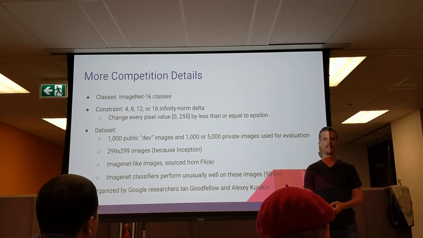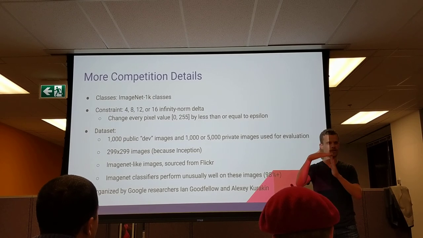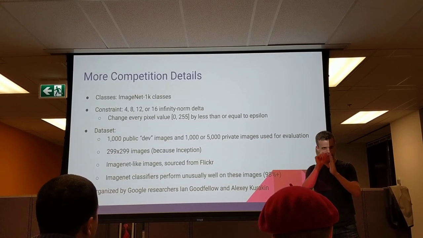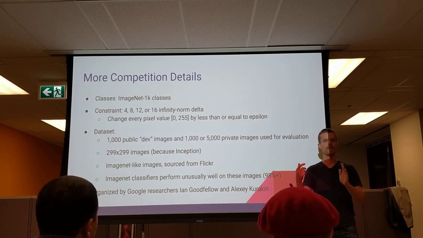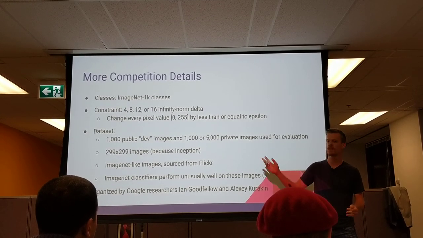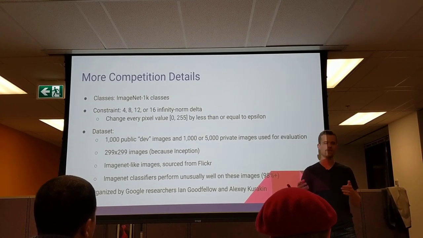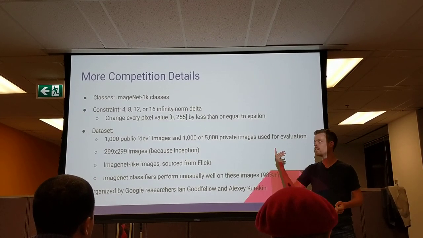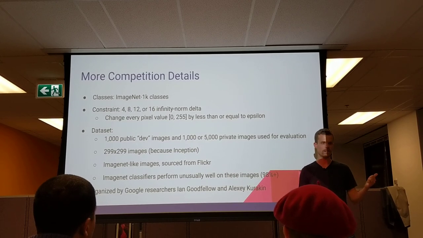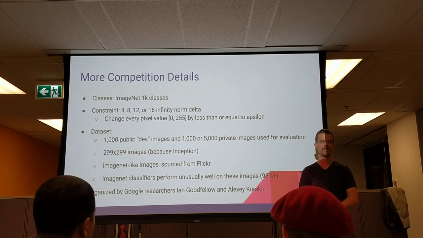Just a very quick review: an image is a two-dimensional array, and for every pixel there's an R, a G, and a B value. Every single one takes a value between 0 and 255. Sometimes the constraint was 4, as in you could increase or decrease every R, G, and B value by as much as 4. And then the rather large one is 16. When somebody's modified an image by 16, you can definitely tell that they've done it.